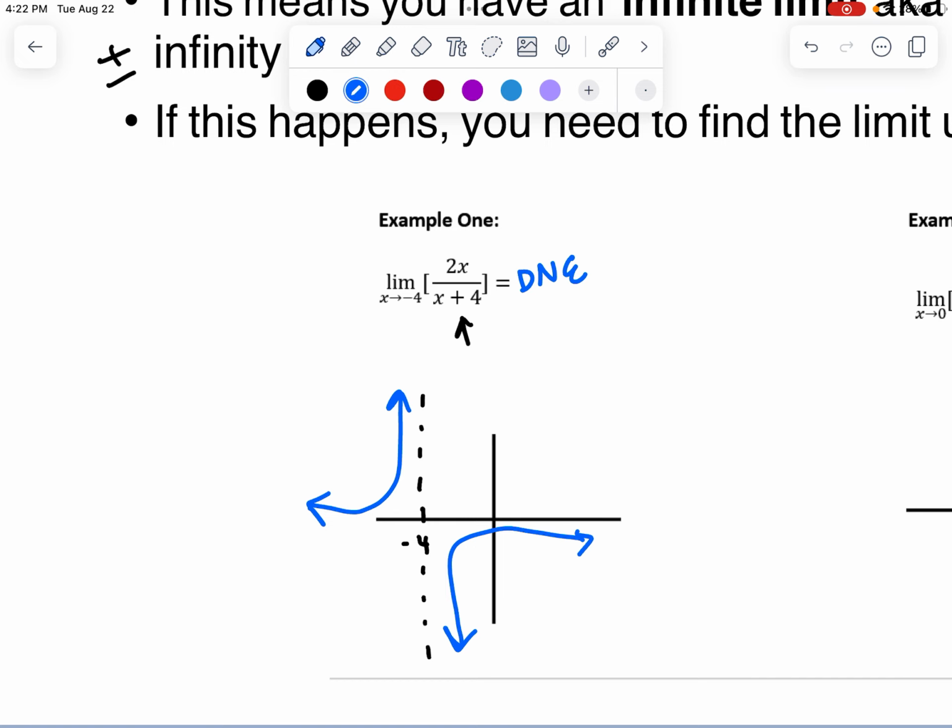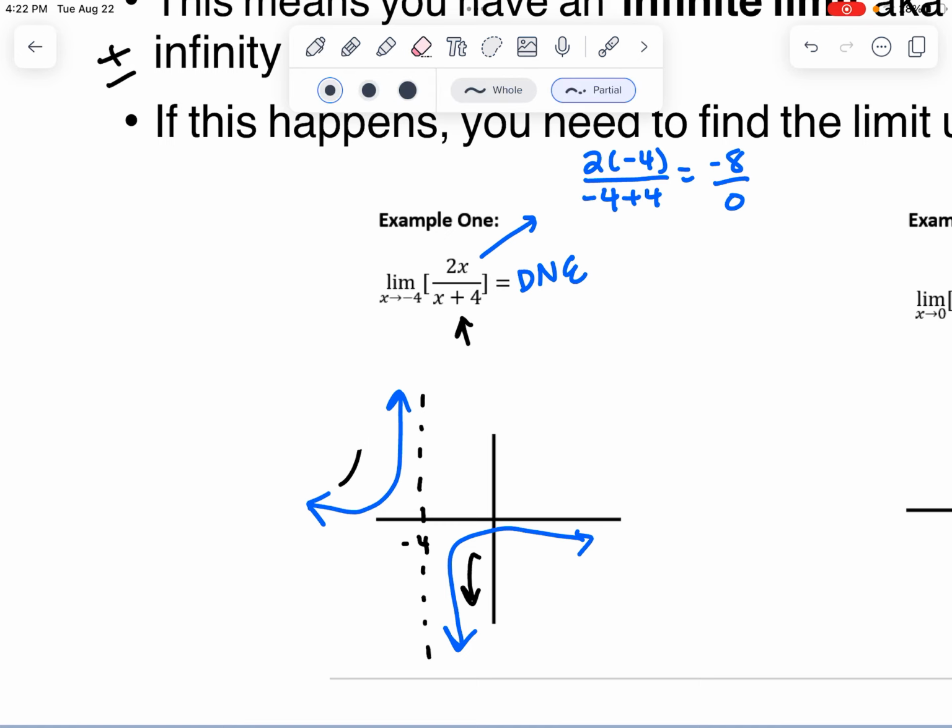Also, real quick, just to show you, if I were to plug in -4 here, I would get 2 times -4, and then I would get -4 plus 4. So I have -8 over 0. So that's why I know it's an infinite limit. And the reason it does not exist is because as it approaches from the left of -4, it goes up, and from the right, it goes down.